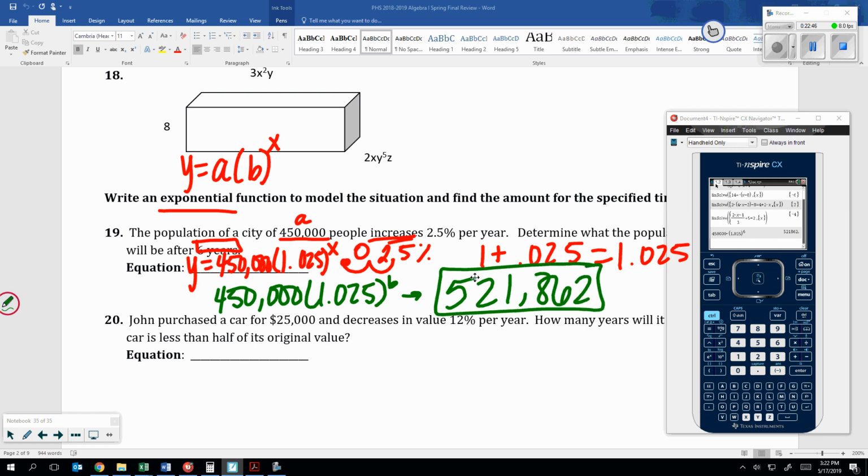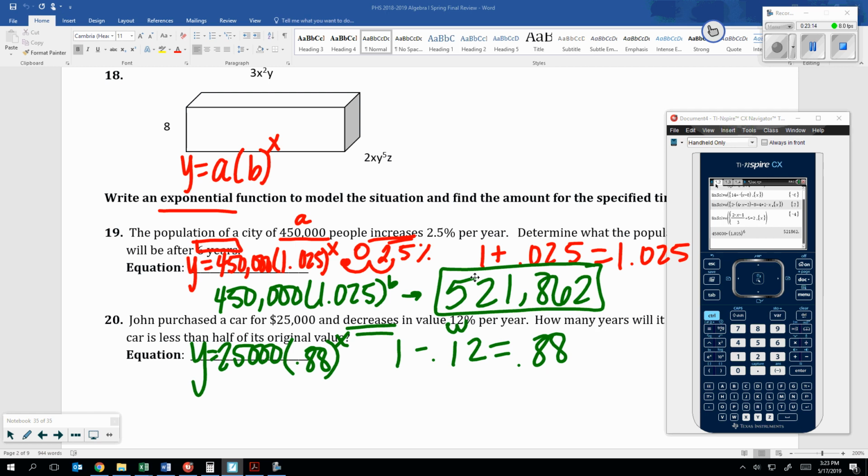Okay. Same thing for 20, but now it's decreasing. So I take my percentage and move it to a decimal, so 0.12. I now subtract because I'm decreasing. So I have 0.88, and I plug it in. So y equals 25,000 times your b to the x power. Okay, 21.